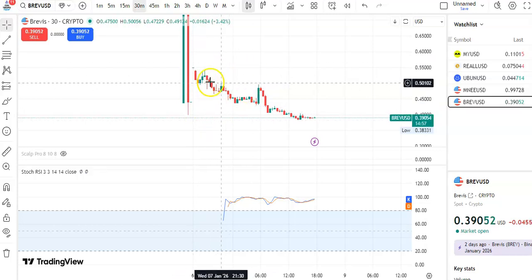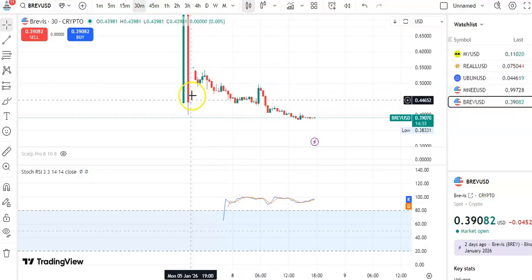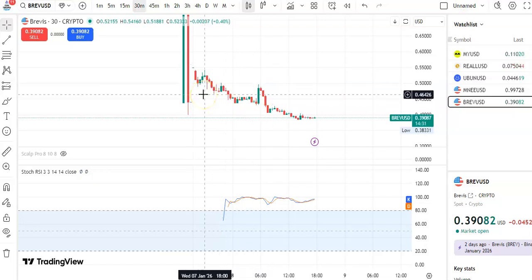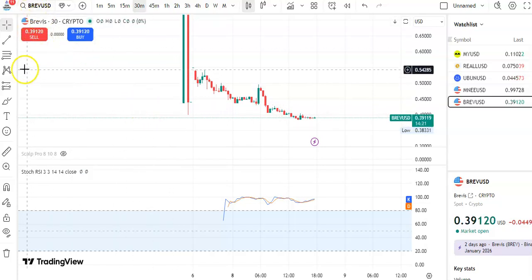So after seeing the chart, what do you think? Is there any opportunity to get in this chart? So let us find out that in the technical analysis. So you can see I'm in 30-minute chart, and I'm talking about this cryptocurrency, that is BREV coin. And let us draw the trend line.